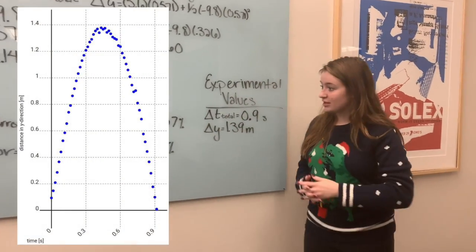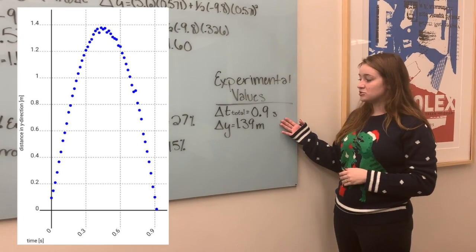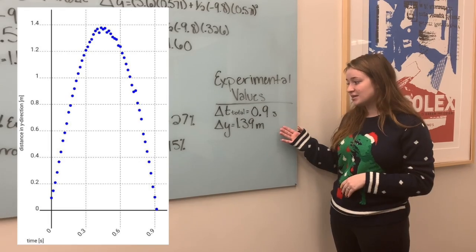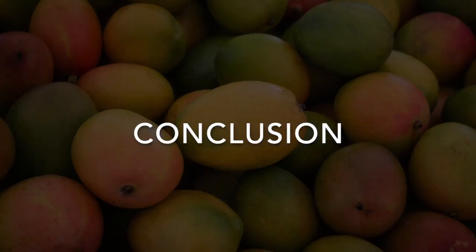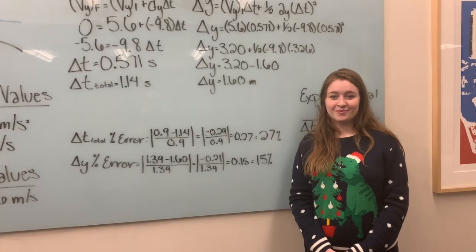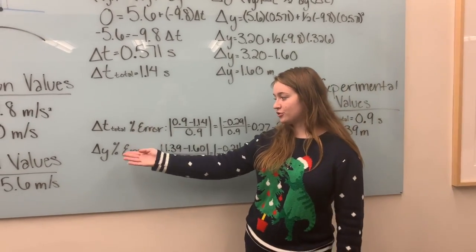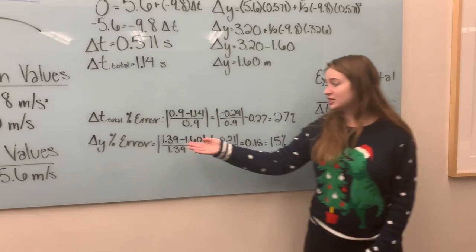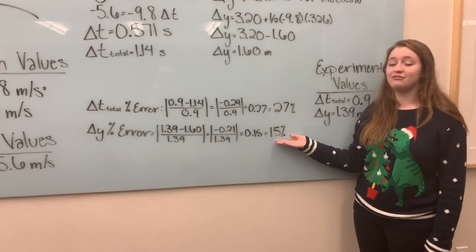Then, as you can see by the graph, we looked at our experimental data and found that we had a change in time total of 0.9 seconds and a change in y of 1.39 meters. We then calculated our percent error for both change in time total and change in y. For our change in time total, we got a 27% error, and for change in y, we got a 15% error.